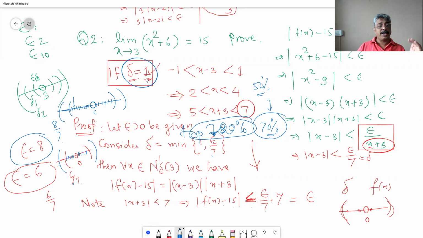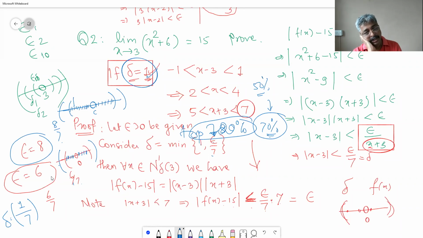And suppose somebody gives me epsilon, say 6 or 8. Suppose epsilon is equal to 1. Then 1 is not going to survive. We will get 1 by 7 as delta, and it will work. Okay, so this is estimation. Estimation is a very important word here. It is not exact finding of the numbers. It is the estimation that we are trying to do.